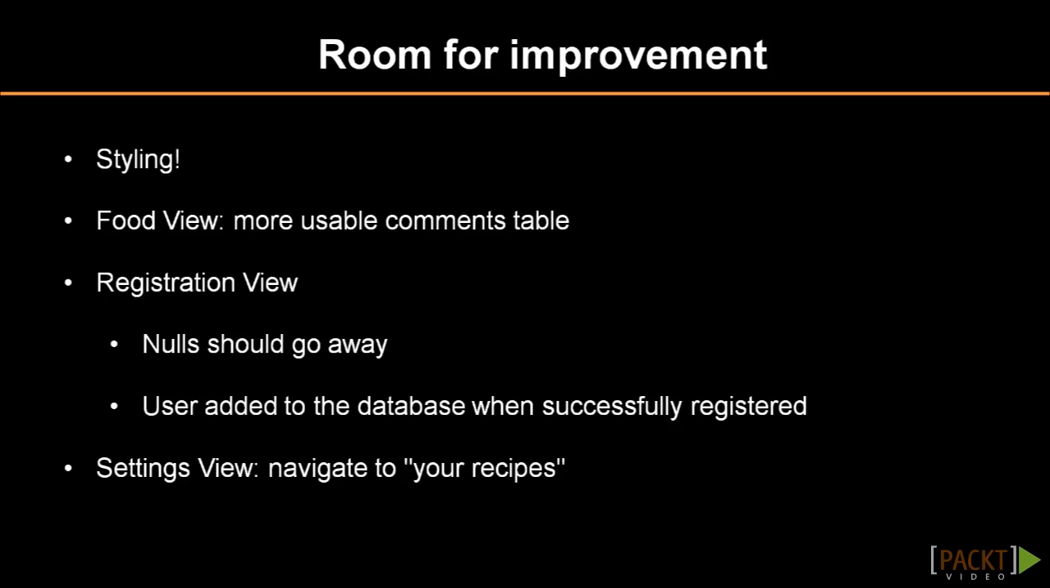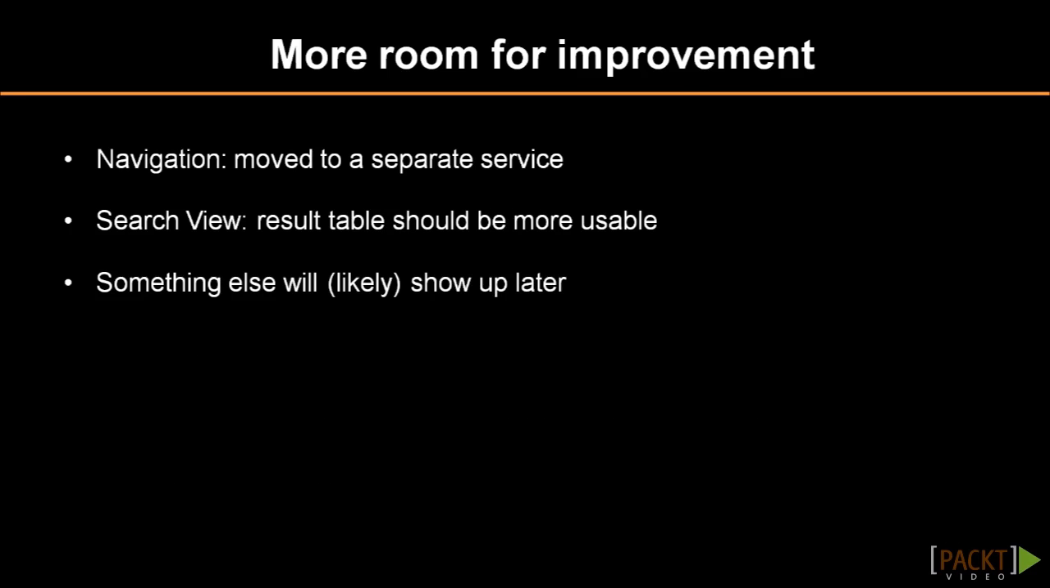In the settings view, which is accessible only when the registered user is using our application, the button for showing recipes does not work. The solution is simple. Navigate to the search view with proper parameters. Navigation itself could also use some fine-tuning. Currently, in every view, we explicitly have to navigate to somewhere else. Instead, let's move navigation to a separate service which we can then call.